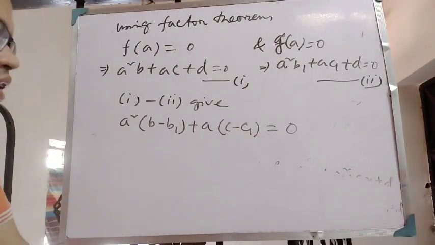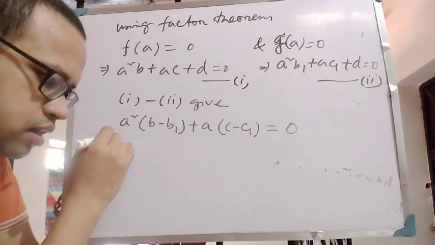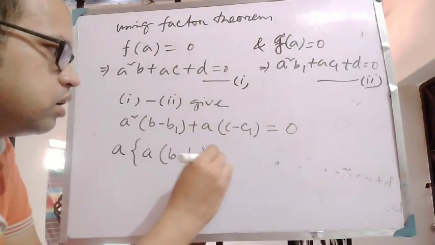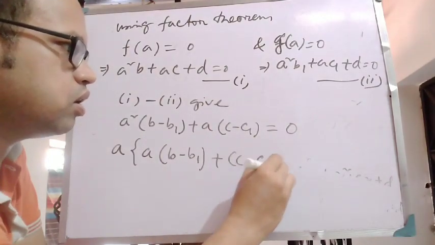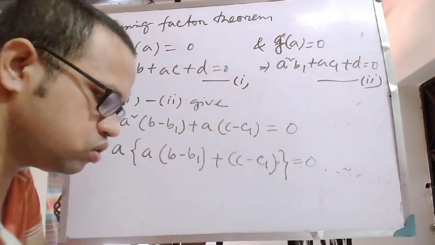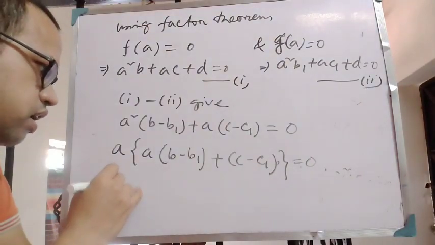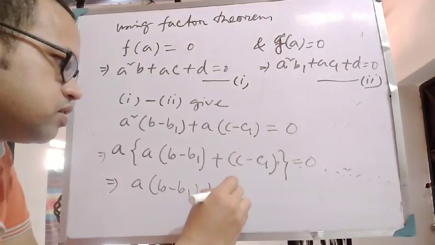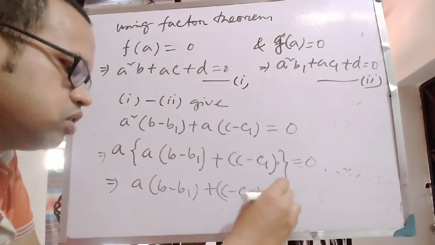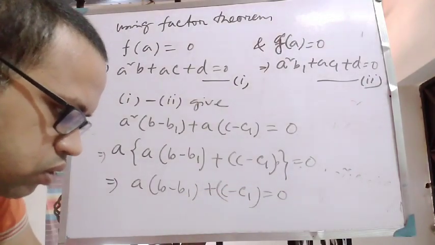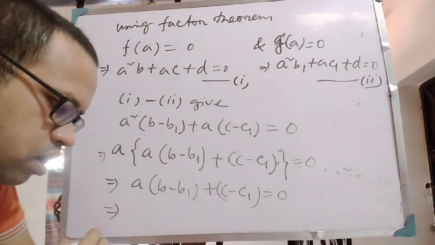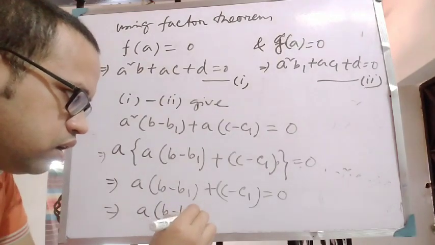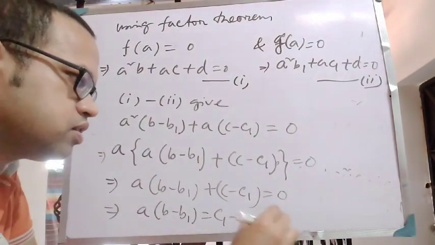So again, taking a as common, what will we get? a into b minus b1 plus c minus c1 equals 0. So in the next line you can write a into b minus b1 plus c minus c1 equals 0. So finally what you will get? a into b minus b1 is equal to c1 minus c.